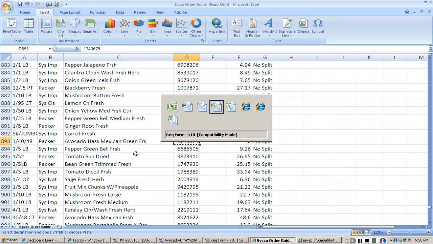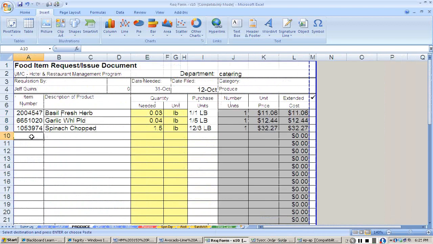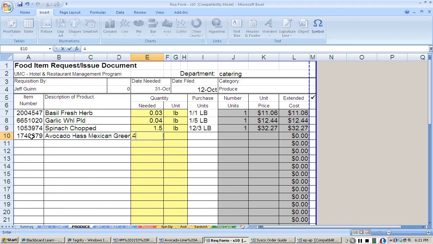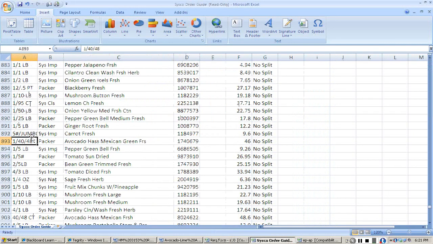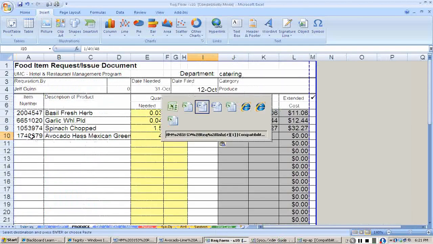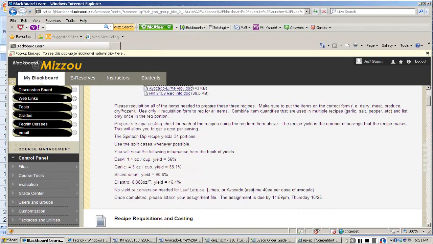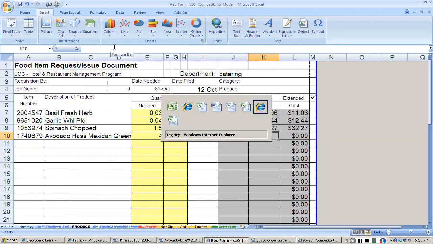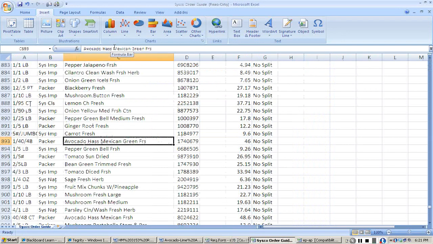Avocados are a fresh produce, so we're going to go into produce. We needed 4 each. They come as a 1/40/48. I told you for the purposes of this, the avocados are 40 each per case, so we're just going to go ahead and get rid of that 48 and just put 1/40 each. We only need 4, so we're going to purchase 1 of those. And the price for that was $46.